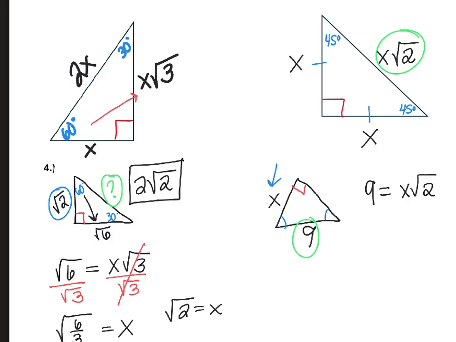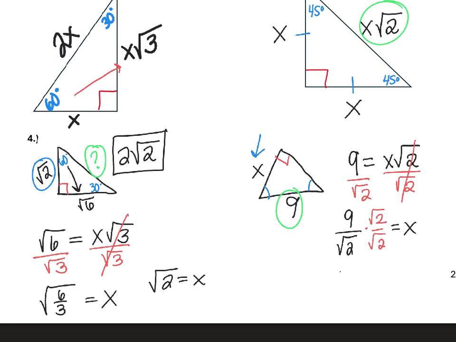So first, divide both sides by the square root of 2, so that we get x by itself. So we end up with 9 over the square root of 2. We cannot leave it like that. We have to rationalize that denominator. So we'll multiply top and bottom by the square root of 2. And we get that short side x equals 9 root 2 over 2.